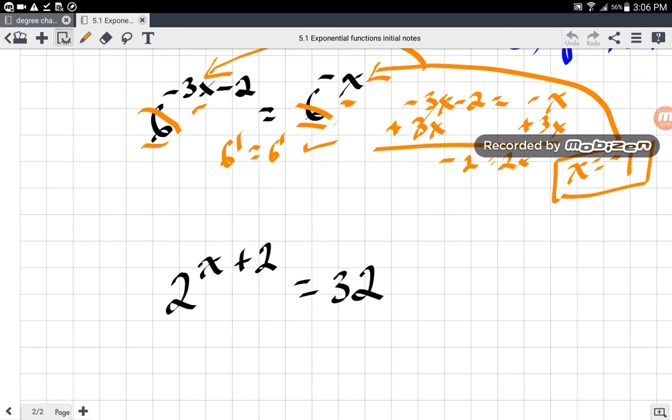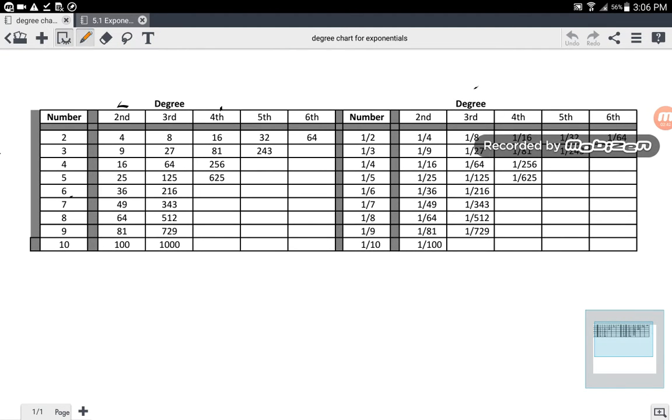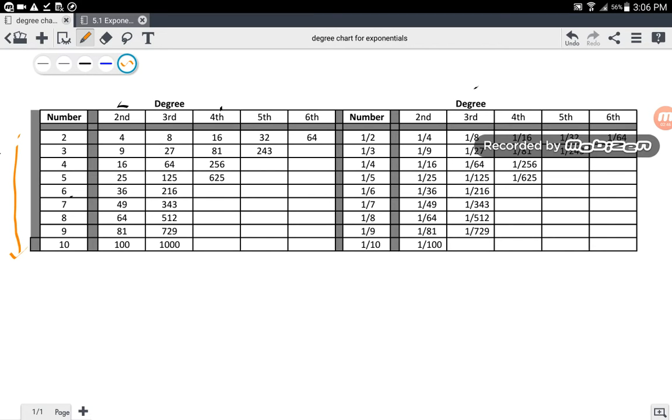And that's where this other handout comes in. This is my degree chart. And what it has, along the left-hand side, it has the numbers 2 through 10. And across the top, what these are actually the exponents. This is like to the first power, to the second power, to the third, fourth, fifth, sixth. Those are the exponents. So what I mean is like 4 to the third power is 64.